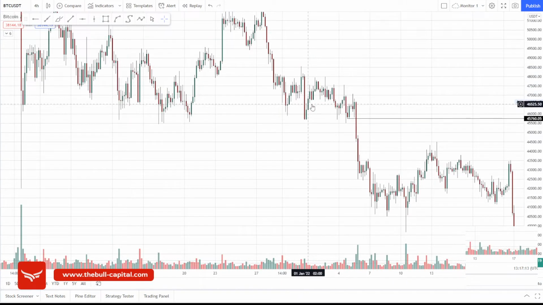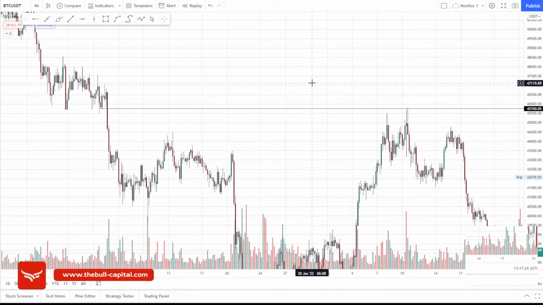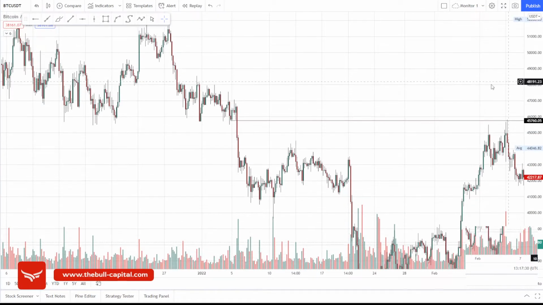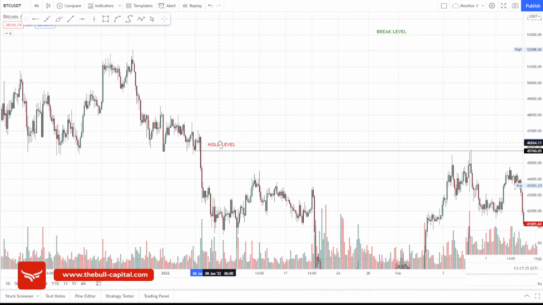Why haven't I marked anything else? Because everything else has been tested already. This one has not been tested yet. It's gonna be tested here in the future. So this is a hold level.